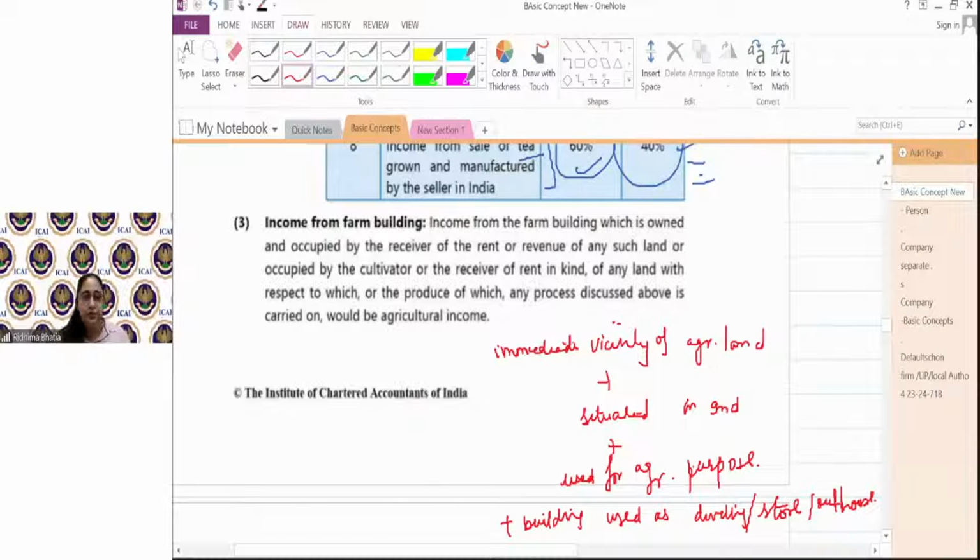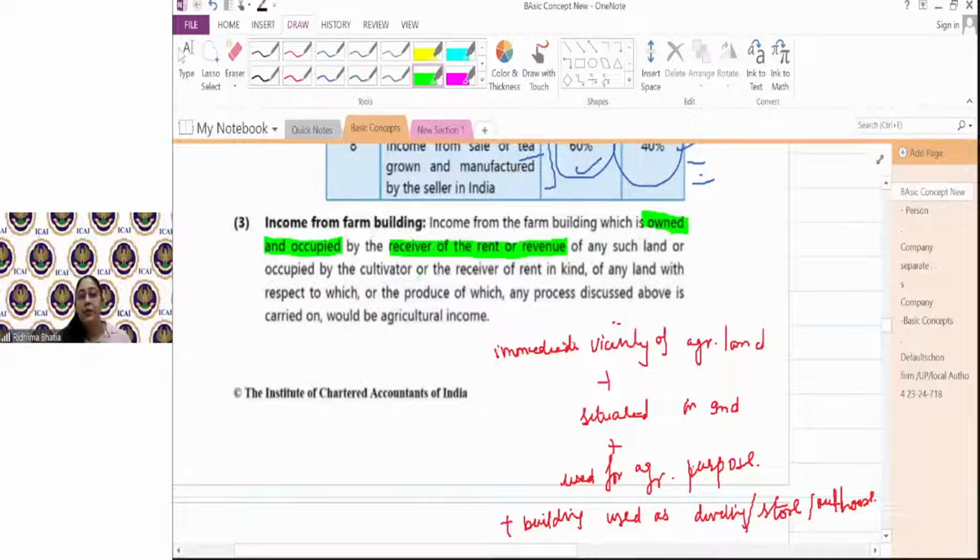Now let's read the definition. Income from farm building which is owned and occupied. Owned and occupied. That means ownership. Here we're talking about the rent or any income which is coming from farm building which is owned and occupied by the receiver of rent or revenue of such land. That is, whosoever the land belongs to, the building also belongs to him and he is occupying it.